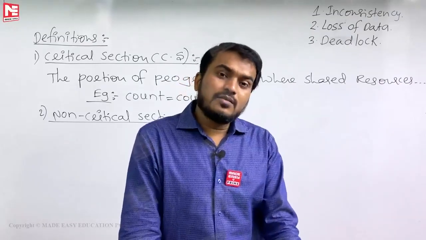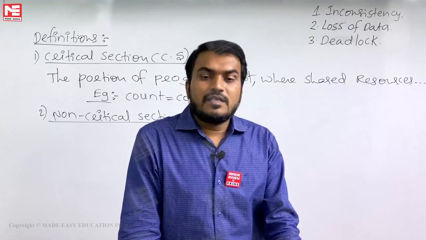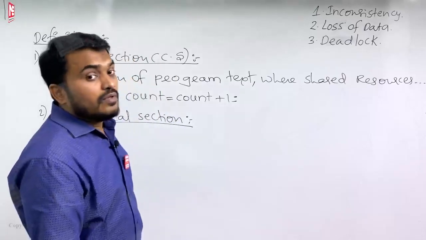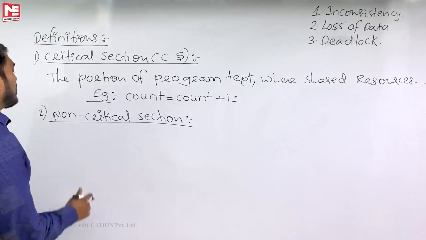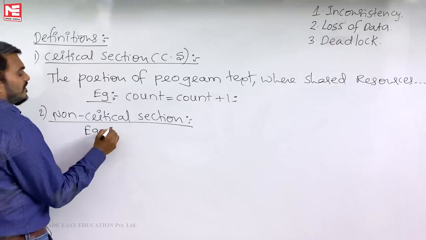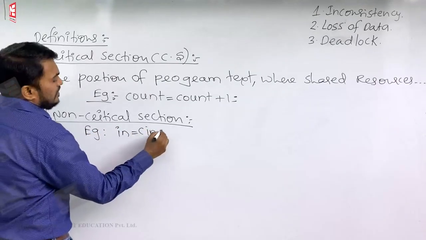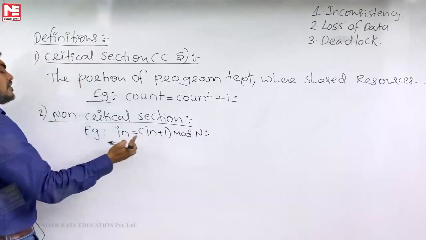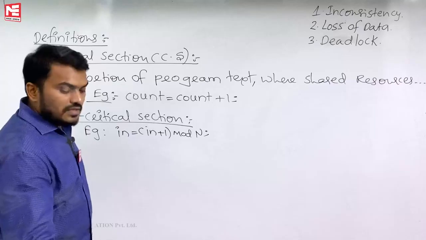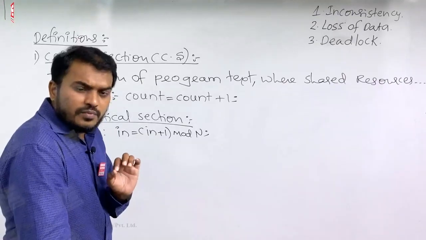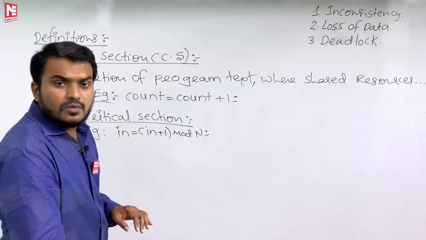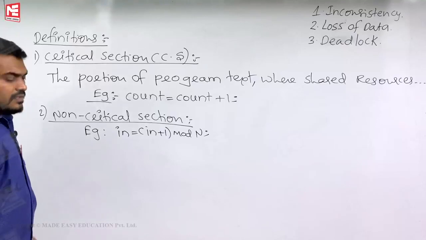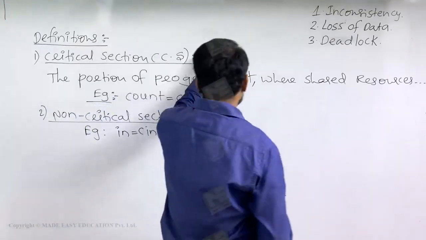Now tell me, with respect to producer and consumer, which is called a non-critical section? Producer consumer में non-critical section किसको बोलते हैं? For example, in equal to in plus 1 mod n, or you can say out equal to out plus 1. Why? Because in is independent to only the producer and out is independent to only the consumer. So I think you know that already.